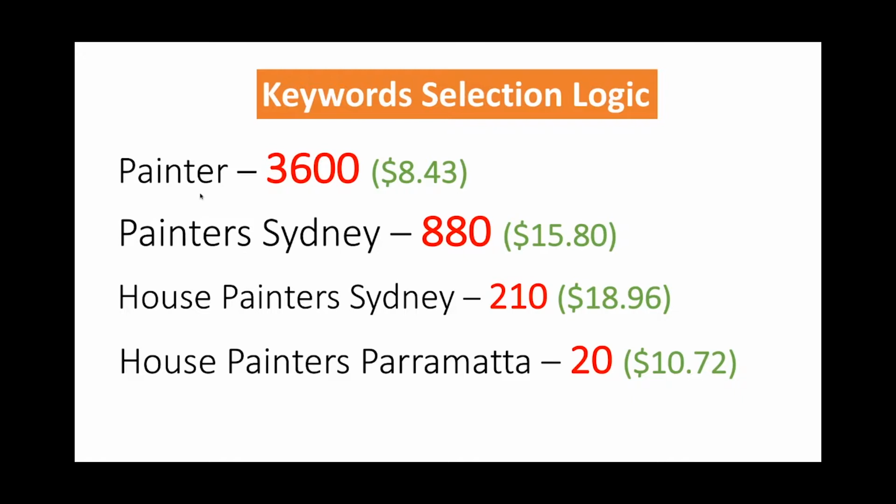And like I said, if you're on a limited budget, you really want to get the highest possible conversions out of the money that you've spent. So I wouldn't recommend including just the singular word painter for this specific reason, because you will have lots of clicks because lots of people are searching, and your cost per click is pretty high. $8.43 for every time somebody clicks on your ad is pretty high.